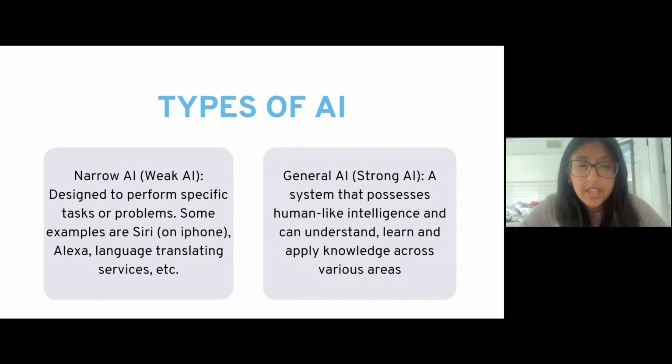So, what are the types of AI? The first two types are narrow AI, which is the weaker side, and this type of AI is designed to perform specific tasks or problems. Some examples are Siri, Alexa, language translating services, etc. General AI is the stronger AI, a system that possesses human-like intelligence and can understand, learn, and apply knowledge across various areas.